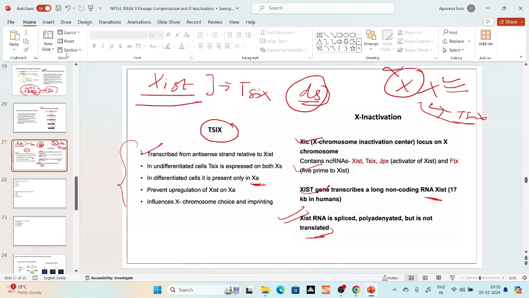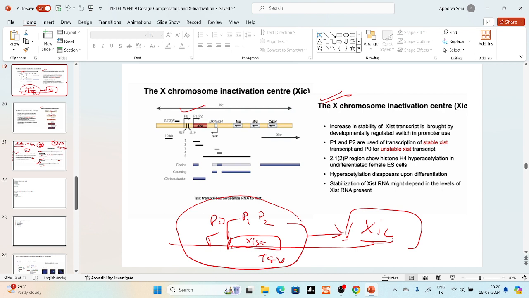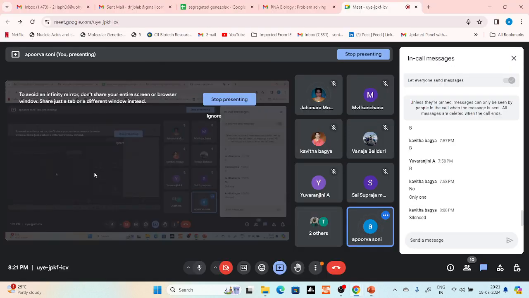Basically, when X chromosome inactivation is taking place, there has to be a region in the chromosome from where the Xist gene is transcribed and RNA is produced. That Xist RNA will come and bind on this region, and it will recruit some histones and other modifiers, so that the overall transcription of this X chromosome is inhibited. So this is the region responsible for X chromosome inactivation, because it has the Xist gene, which produces RNA, and that RNA binds again and recruits histone proteins, which repress the transcription and expression of this whole X chromosome. Is it clear?